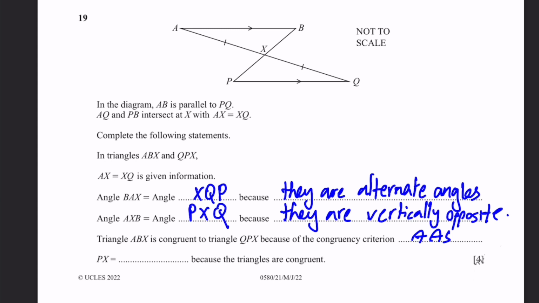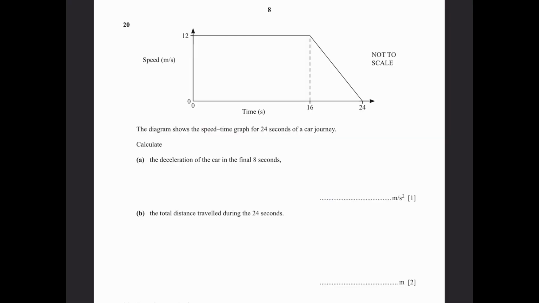Next, PX is equal to dash because the triangles are congruent. PX is equal to BX. They are the corresponding sides. That's the answer. Question 20.